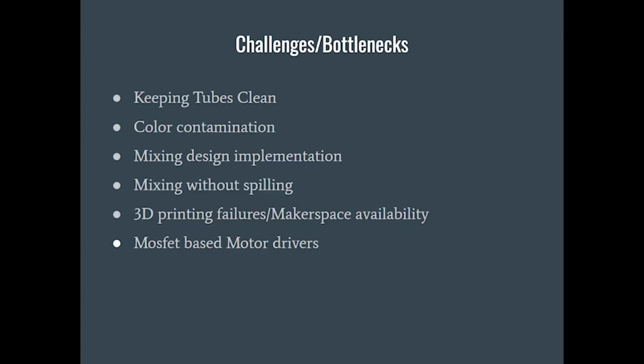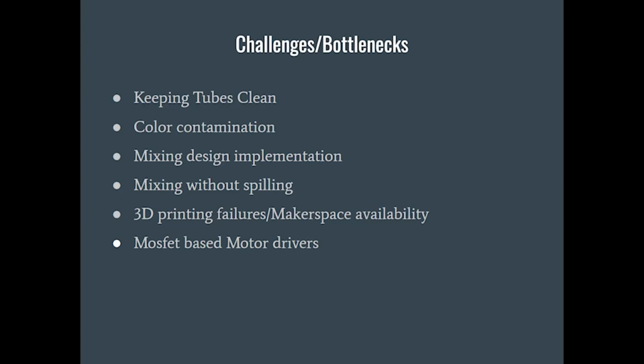As for challenges and bottlenecks, one big one was making sure that we keep the tubes clean. We don't want anything drying up or crusting in there. Also, color contamination can be an issue when dispensing paints. It gives us the wrong color. For the mixing design implementation, we wanted to make sure that when the motor spun and mixed the color, it didn't get any out of the cup, so we wanted to make sure that the cup was tall enough and the motor didn't spin too fast.